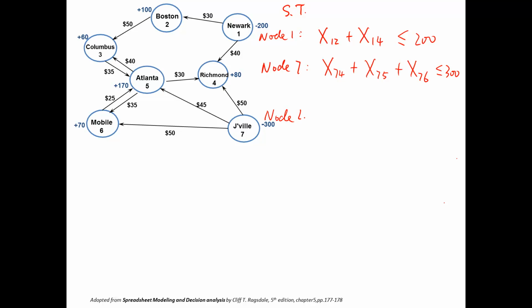Node 4, which is the only demand node. Okay, and for the demand node, because we know that the demand can be fulfilled here, what we're going to say is that for all the cars that get shipped into this node, they need to be greater than or equal to this 80 here. Okay, so let's check what are those inflows to node 4.